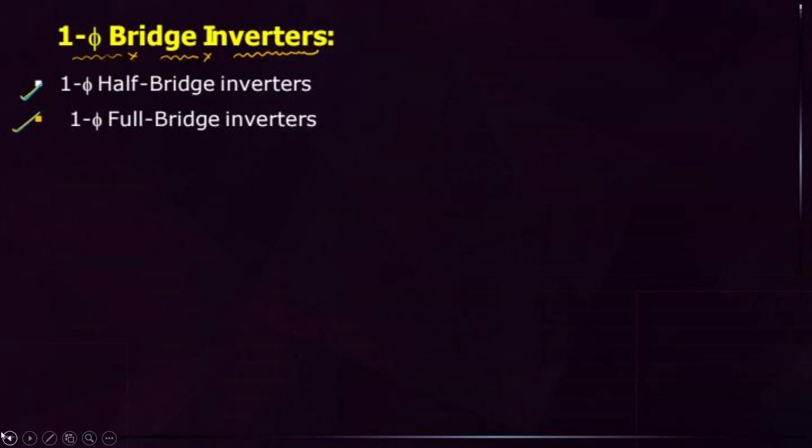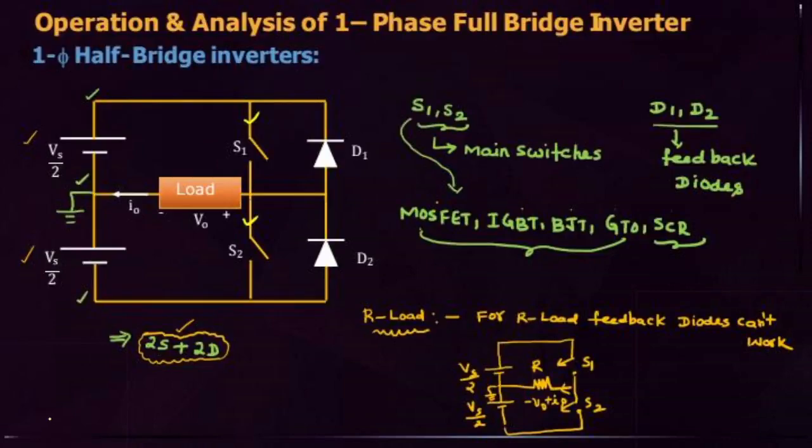Now we have to start with one more important topic: single phase bridge inverters. Single phase bridge inverters are again divided into single phase half bridge inverter and single phase full bridge inverter. Mainly in single phase half bridge inverter, what type of switches can we use? Generally, MOSFET, IGBT, BJT, GTO, SCR are used. For high frequency application, MOSFET. For high power application, SCR. But I already told you, input is a voltage source. That's why it's a voltage source inverter.